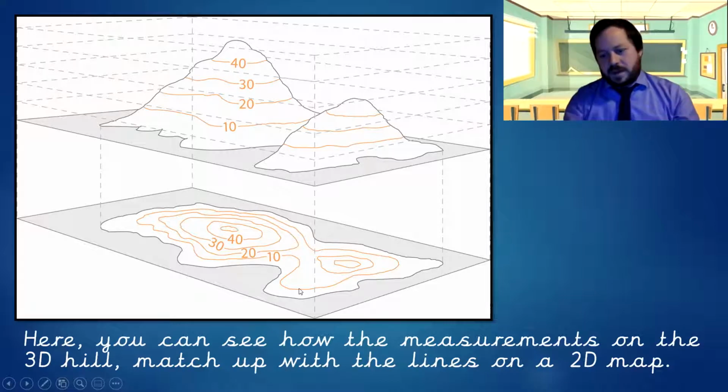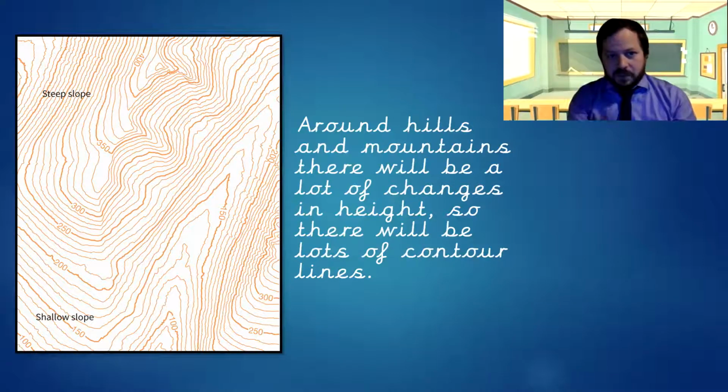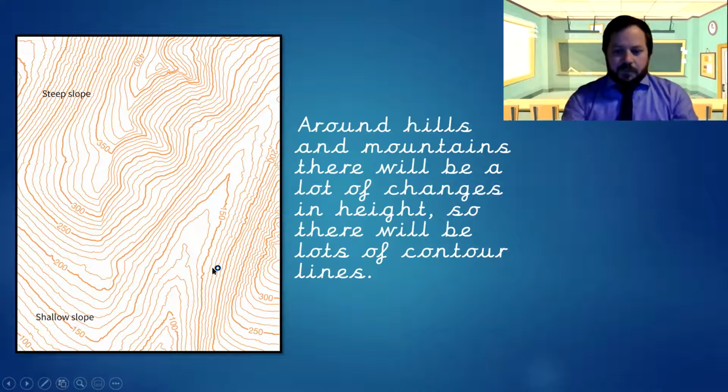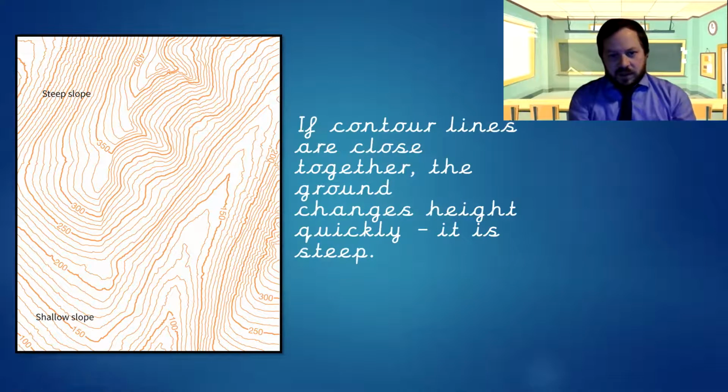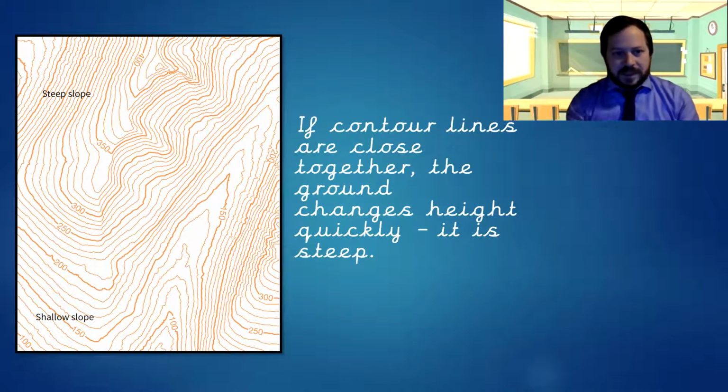And I think this is a really nice way of thinking about what you're looking at when you're looking at contour lines. There's a few other things you can take away from contour lines. So around hills and mountains, there will be lots of changes in height, and so there'll be lots of contour lines. You're looking at how many there are, how close together they are. If contour lines are really, really close together, then the height of the ground is changing really quickly. So if you're looking at lines really close together, so it's here or here, then you're looking at a steep slope or even a rocky formation that you'd have to climb up in order to get up.